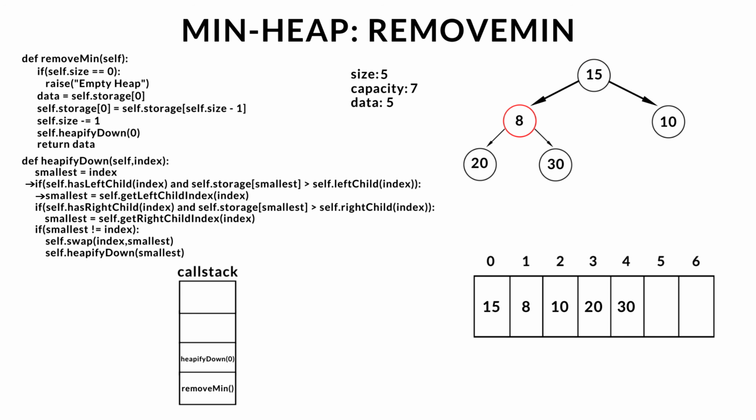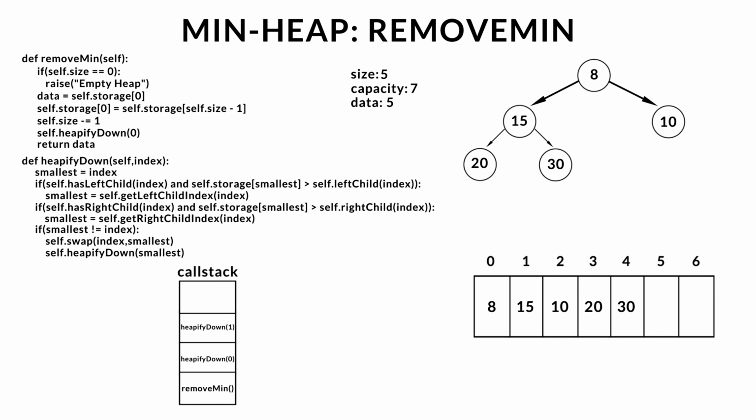We then check to see if we have a right child. We do. Is the right child smaller than the smallest? It's not. So we get kicked out of this if statement. We now check to see if smallest does not equal the current node. It doesn't. So we go ahead and swap between the two indices. We then continue going down the tree, so we could recursively invoke our HeapifyDown method. So let's go ahead and push this on top of the stack.